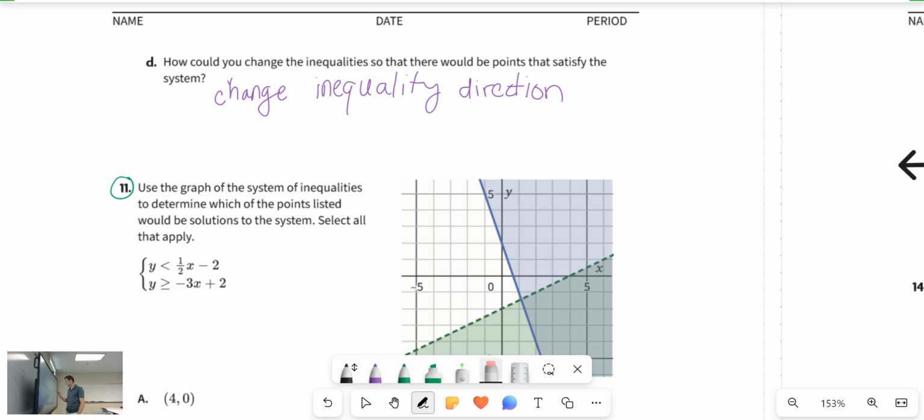Wow, that does not look like direction. I apologize. I'm going to rewrite this. Bear with me. Change the inequality direction. Or change the slope. Change the slope of one of them. Change either slope.